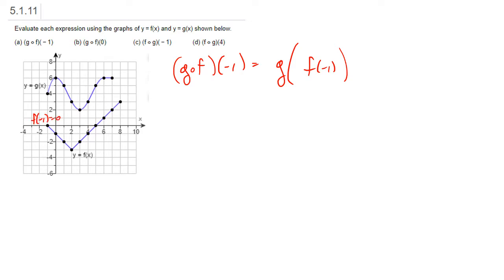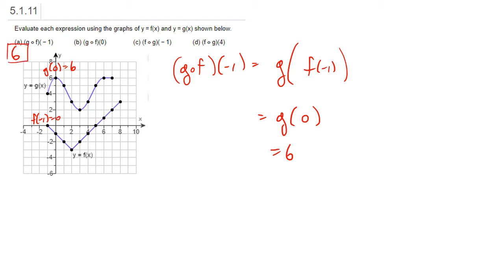is 0. So I'm going to take f of minus 1, which is 0, and plug that into g. So then we can look at the graph of the function g. Now what are we plugging into g? We are plugging in x equals 0. So if I plug in x equals 0, we see that g of 0 equals 6. So g of f of minus 1 is 6.